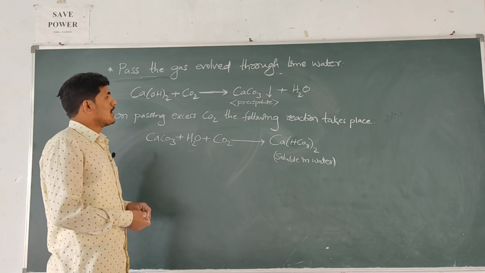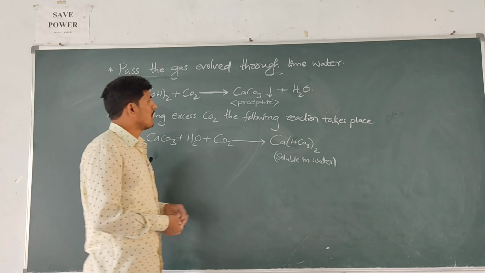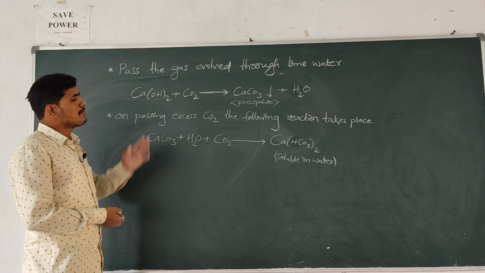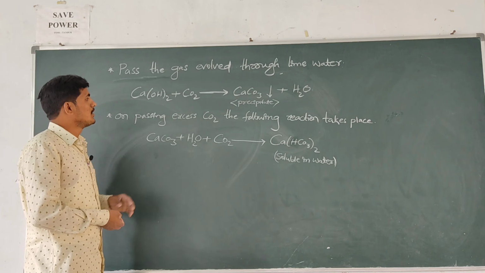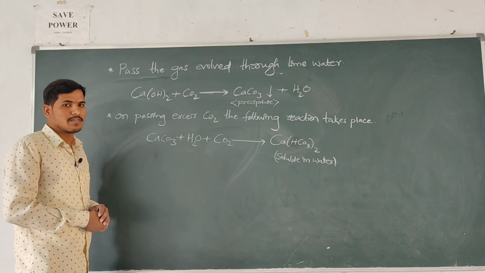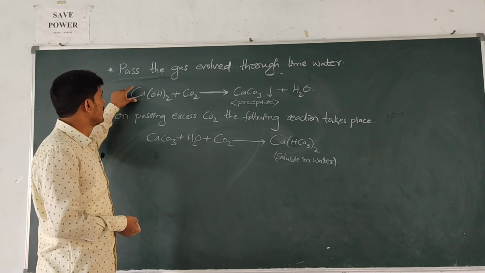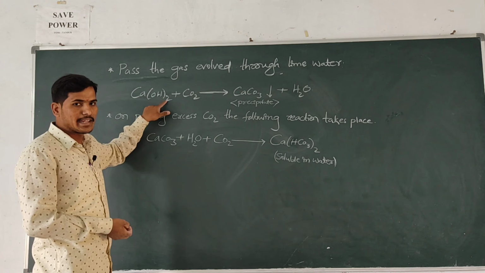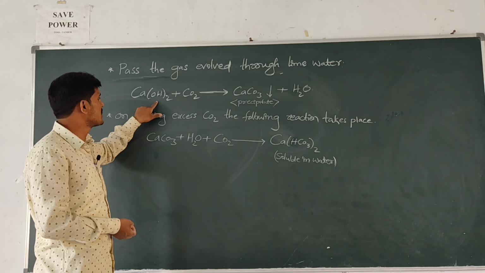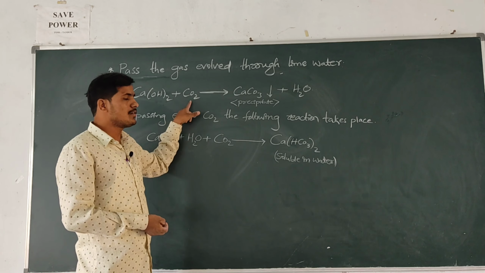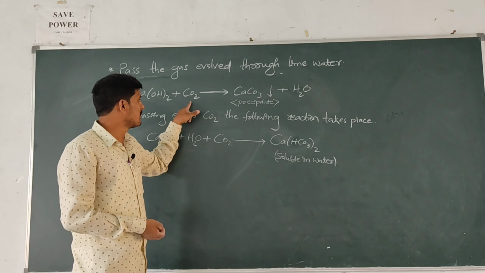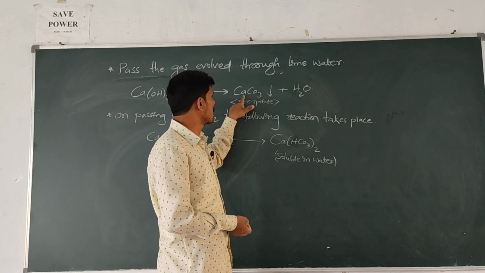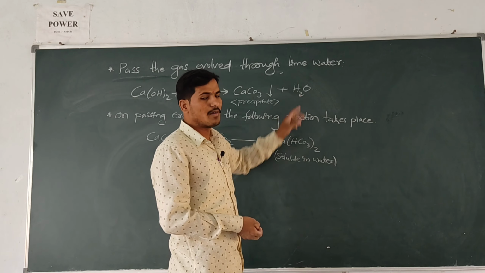Okay, in the above two reactions, the evolved carbon dioxide is passed through lime water, and the following chemical reactions take place. Calcium hydroxide, Ca(OH)2, when treated with carbon dioxide, forms CaCO3, calcium carbonate, plus water molecules.